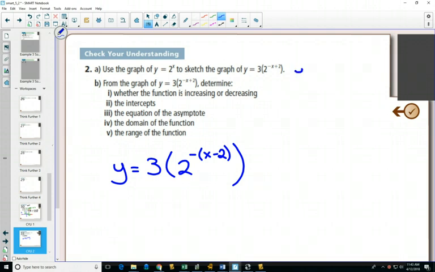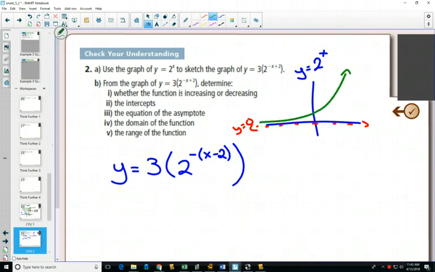Off to the side here, I'm quickly just going to draw a sketch of y equals 2 to the x and label those key points, because those are the points and the asymptote that I'm going to use to figure out my graph.